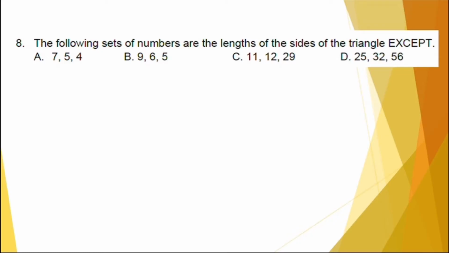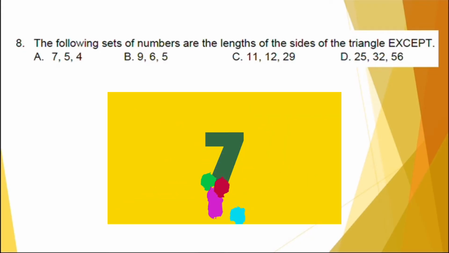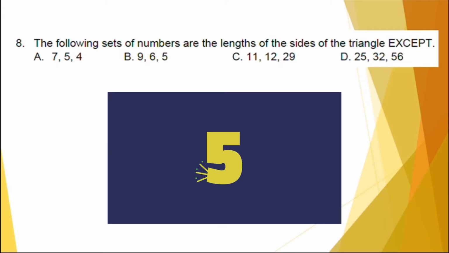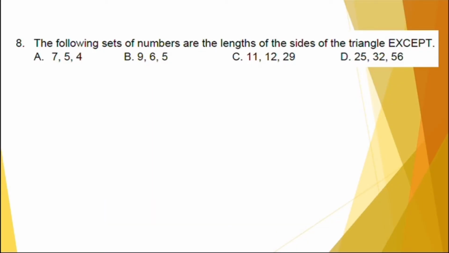Next, the following sets of numbers are the lengths of the sides of a triangle except A. 7, 5, and 4, B. 9, 6, and 5, C. 11, 12, and 29, and D. 25, 32, and 56. Time's up. The answer is letter C.